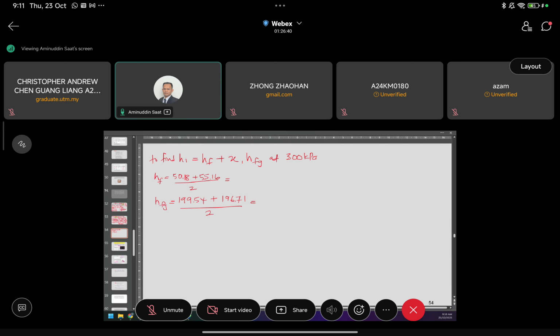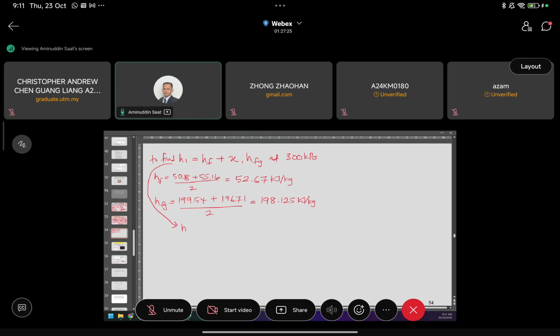I think the value is close to the 50. Okay, thank you. HF is 52.67 kilojoule per kilogram, while HFG is 198.125 kilojoule per kilogram. Okay, so based on these two values, you can put back the calculation of H1.